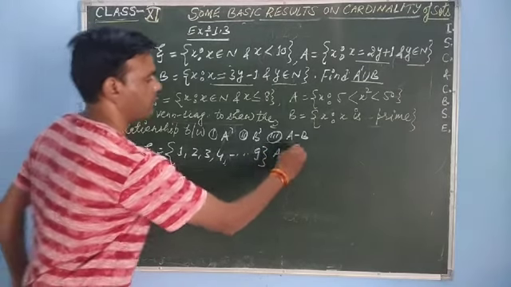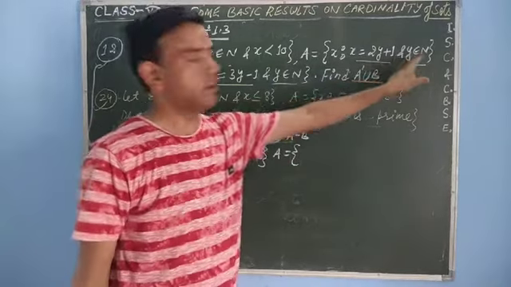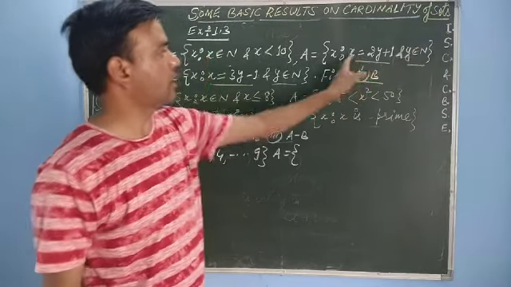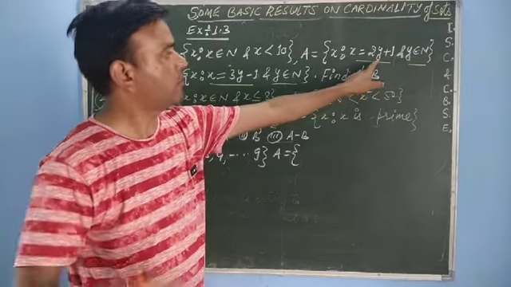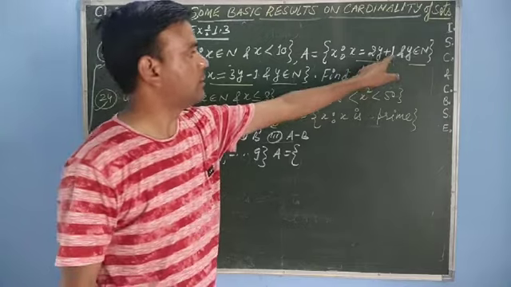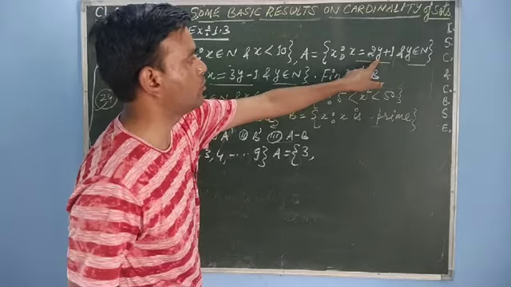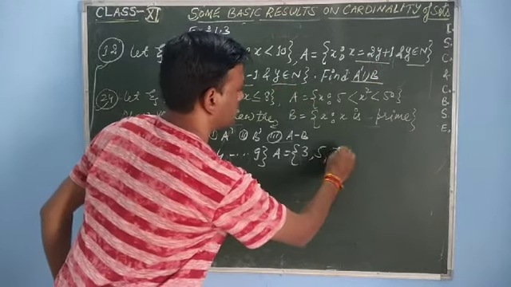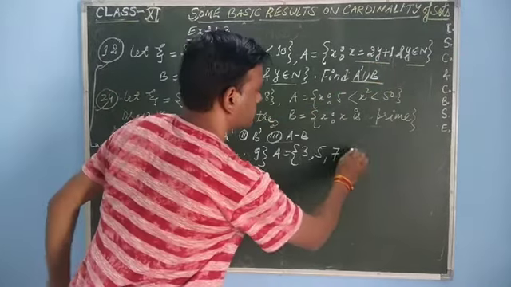Set A will be, see students here, x such that x is equal to 2y plus 1 and y belongs to N. We have to take the value of y as all the natural numbers. If you take y as 1, 2 into 1 is 2, plus 1 is 3. The value of x will be 3. If you take y as 2, 2 twos are 4 plus 1 is 5. If you take y as 3, 2 threes are 6 plus 1 is 7. If you take 4, 2 fours are 8 plus 1 is 9.